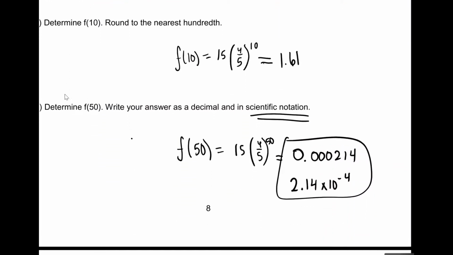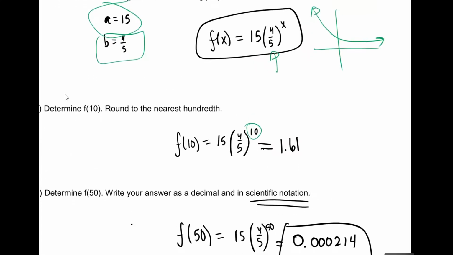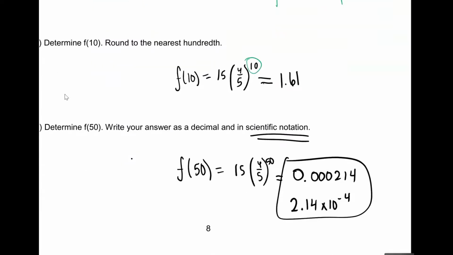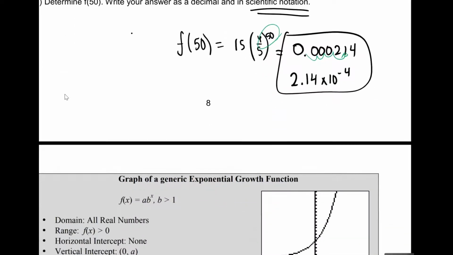Determine f of 10, measure to the nearest hundredth. So you just put in 10 for your x, right? Because this is to the x. X is in your exponent, versus to the 50th. Ooh, right, as a decimal and in standard scientific notation. So I wrote the decimal first. If I count 1, 2, 3, move the decimal 4 times, this is just 2.14 times 10 to the negative 4. So scientific notation, you're expected to have learned in a previous class.